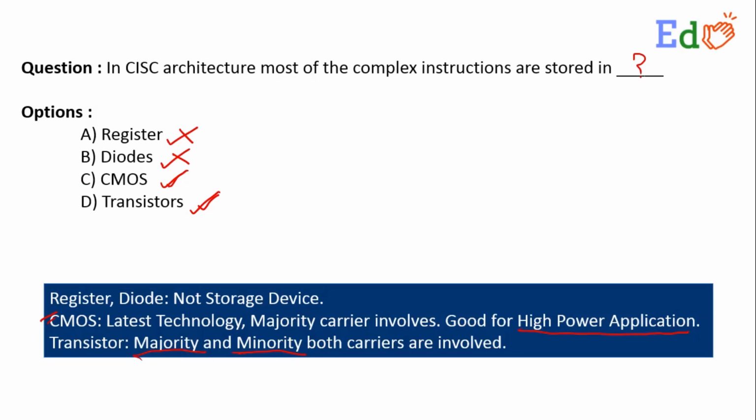But the problem is, if you see the history, the CISC was introduced in around the 1970s. So at that time, the highly optimized CMOS was not available. So we had only the option of transistor. So the CISC actually used the transistor technology to store these complex instructions. So the answer is D, transistors.